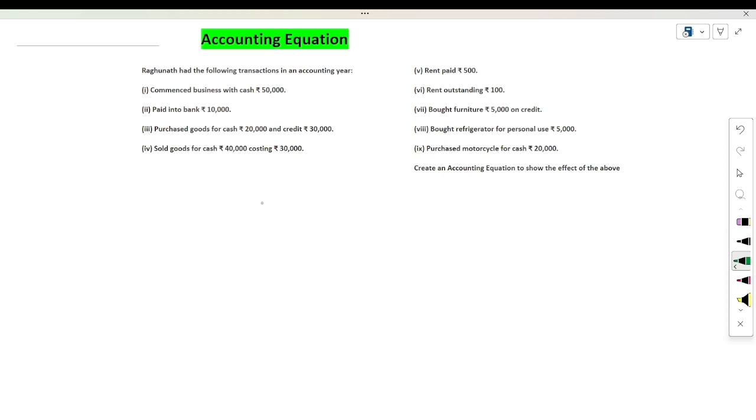First of all, we will write here the formula of the accounting equation that we are using from earlier, which is total assets equal to liabilities plus capital. This formula we will use in the whole chapter.